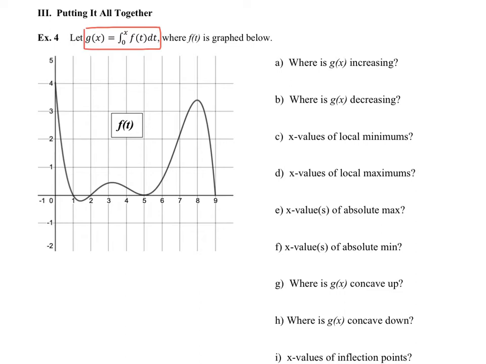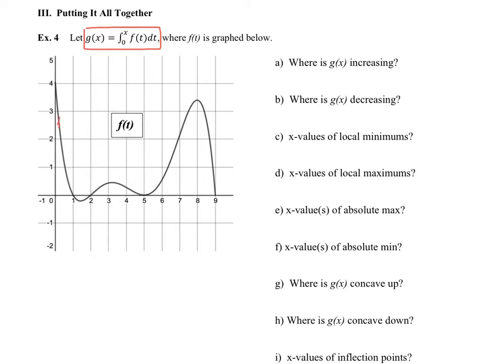So there's two ways of going about parts A and B, which ask about where the function g of x is increasing and decreasing. The first way to think about this is just to think of g as an area function. We are accumulating area between the curve f of t and the x-axis. So g would be increasing when we're gaining positive area.